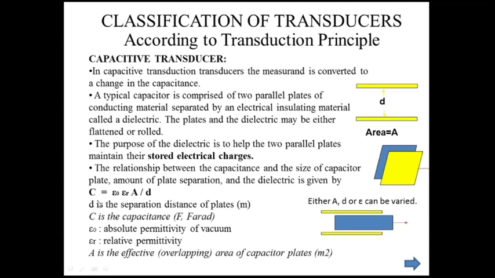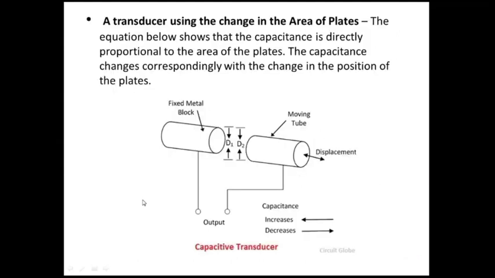So let us see the two types. First, the transducer using changes in the area of the plates. Now look at this diagram. This is a fixed metal block and this is the movable tube. The area of the plates will change. And here this is the input, called the displacement, which means the mechanical signal.